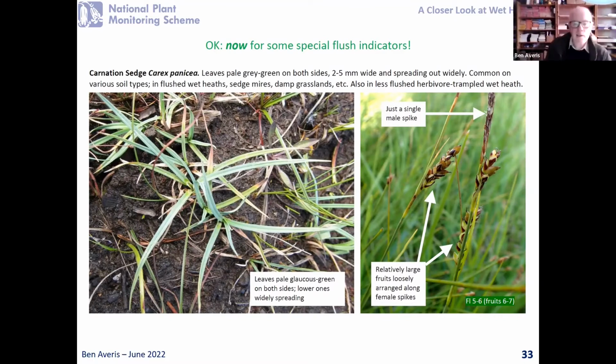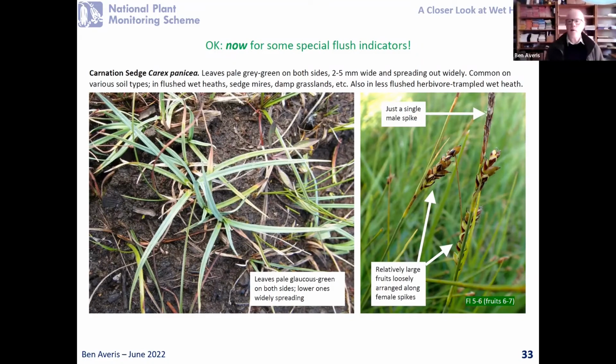This is the carnation sedge, Carex panicea. They're a lovely carnation-y leaf colour, aren't they? That's where it gets its name, I guess. Pale glaucous colour on both sides of the leaves, and the way they spread out, and you get them in threes as you look straight down on them, and those flower spikes with a rather untidy arrangement of big, almost oversized looking fruits on them.